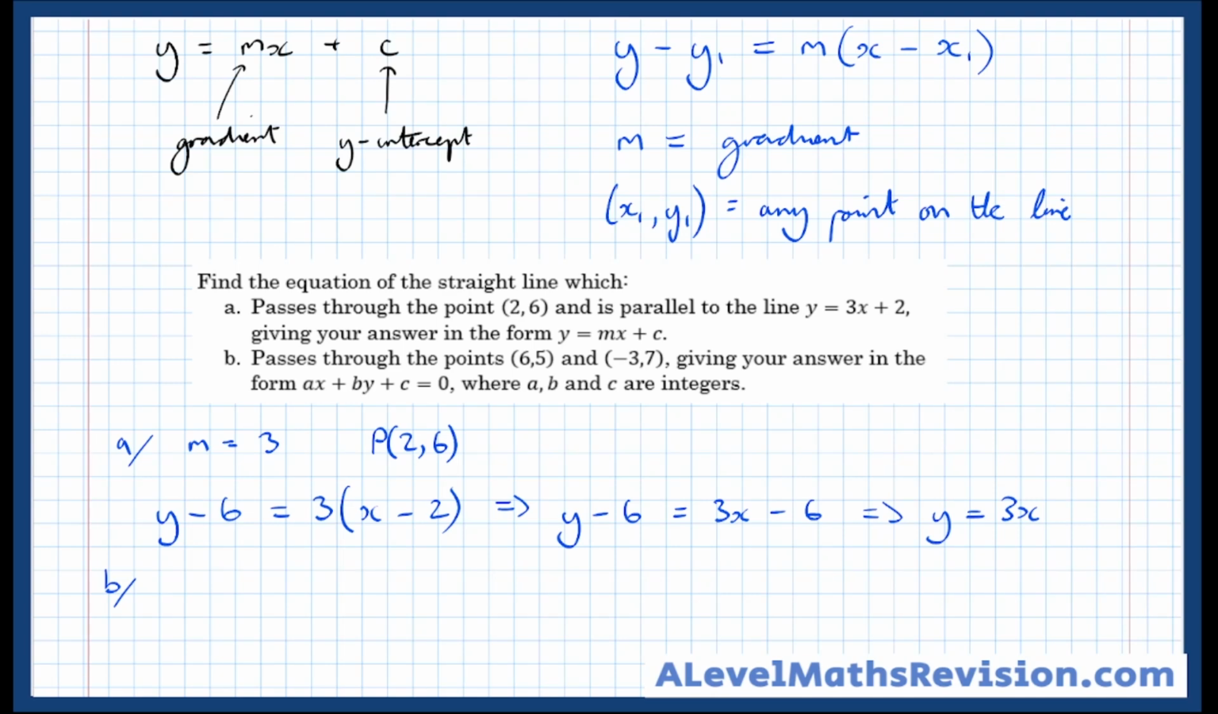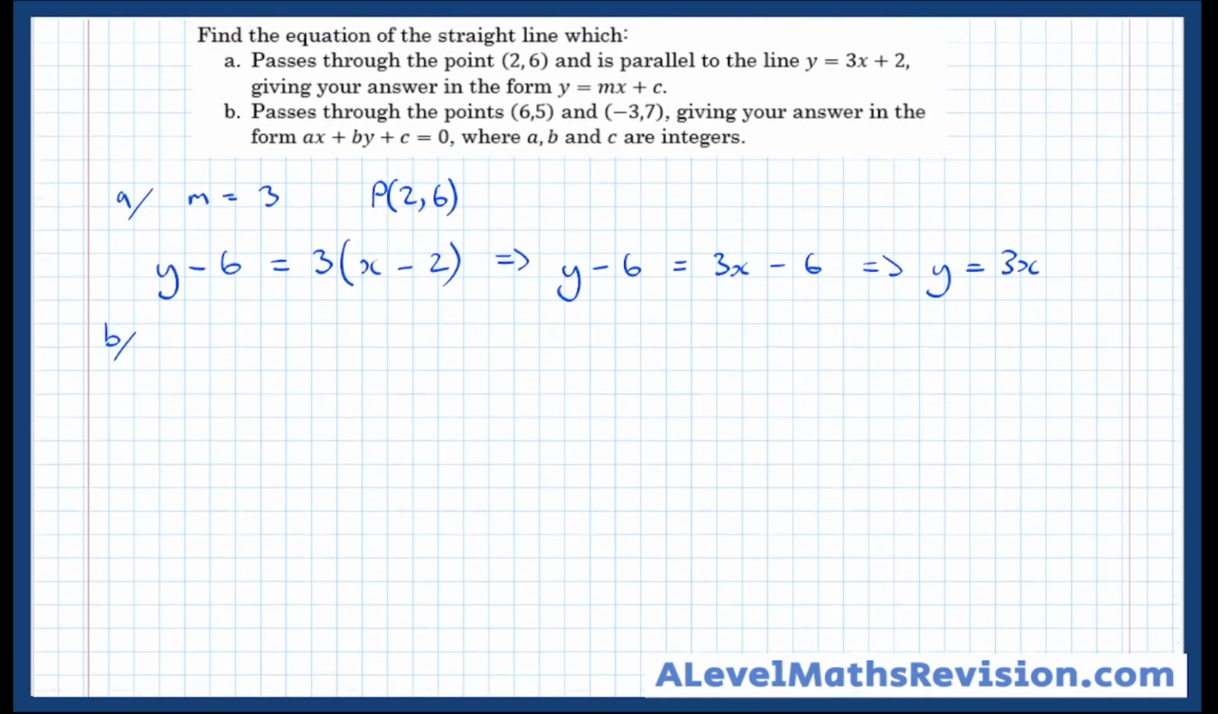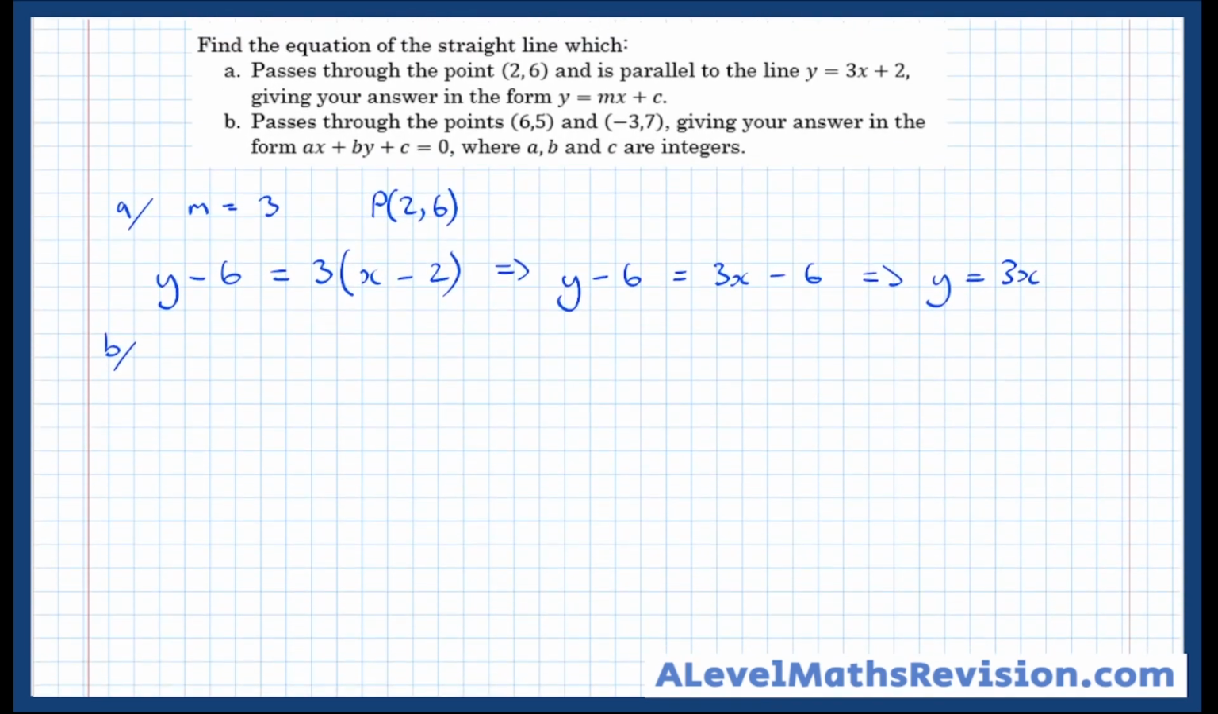So part B, find the equation of the straight line which passes through the points (6, 5) and (minus 3, 7). Giving your answer in the form ax plus by plus c equals 0, where a, b and c are integers. So writing something in this form may be new to you for A level, but that's quite a common form to have to write it in.